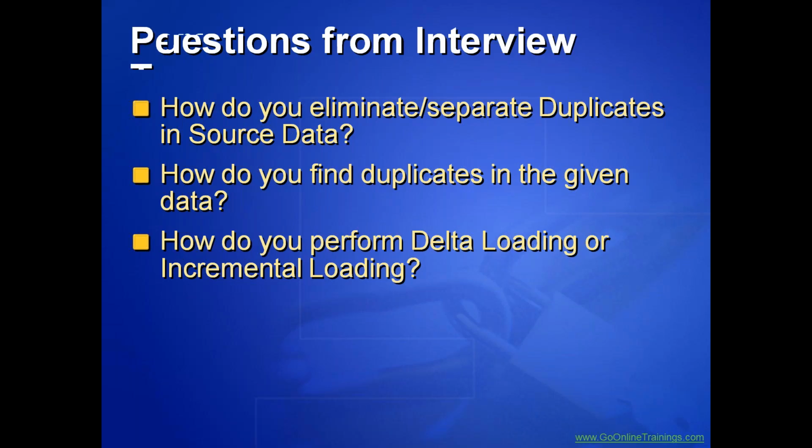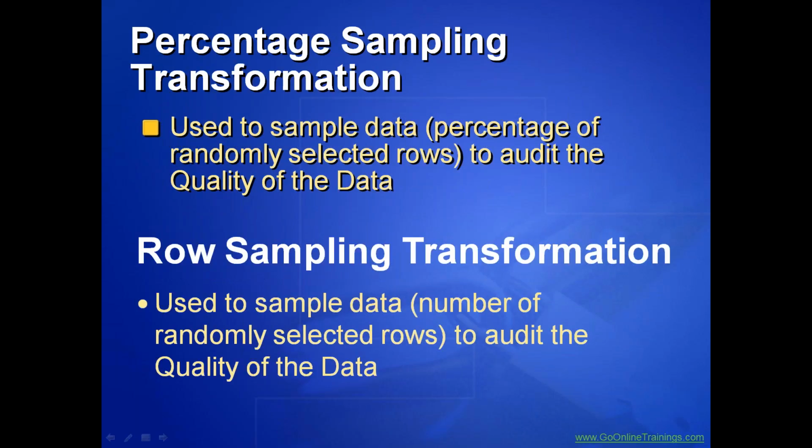We'll discuss. So now, percentage sampling is used to sample the data to audit the quality of the data. Row sampling is used to sample a number of randomly selected rows to audit the quality of the data.